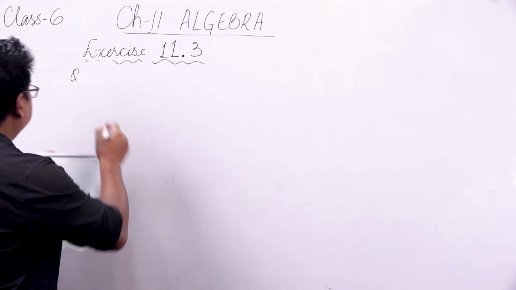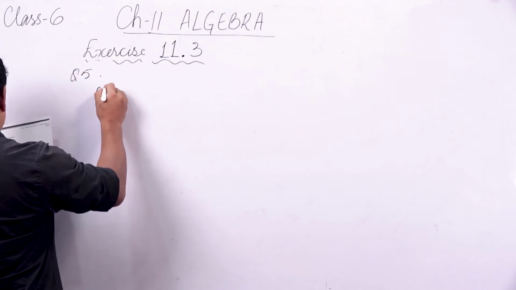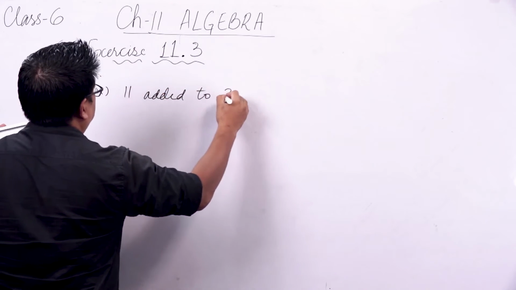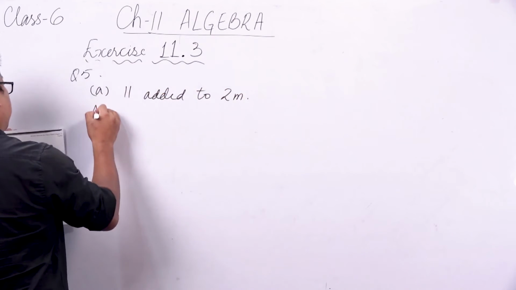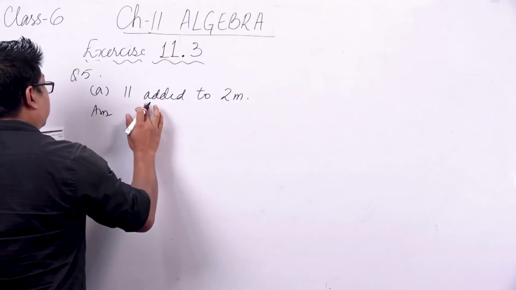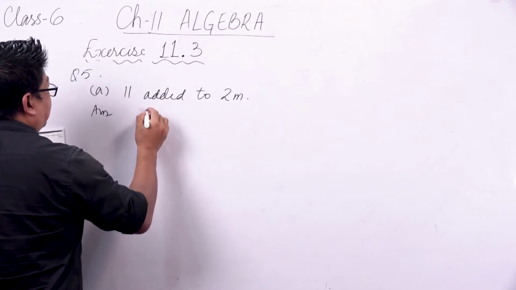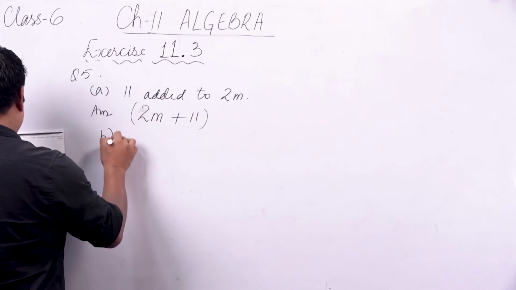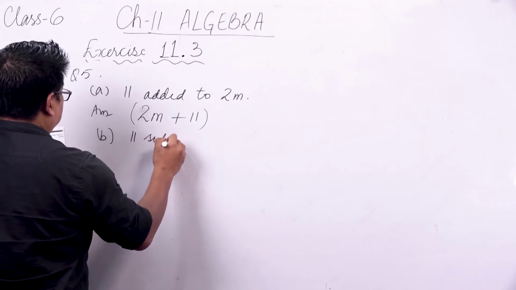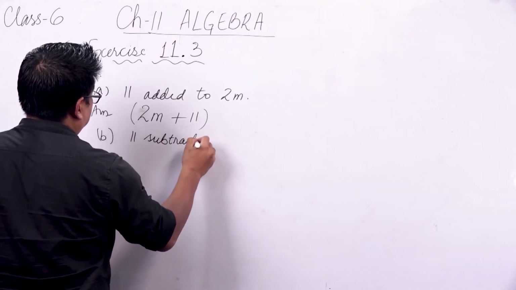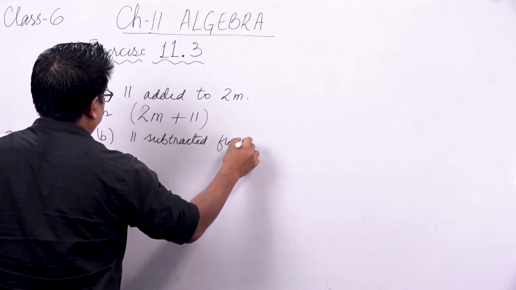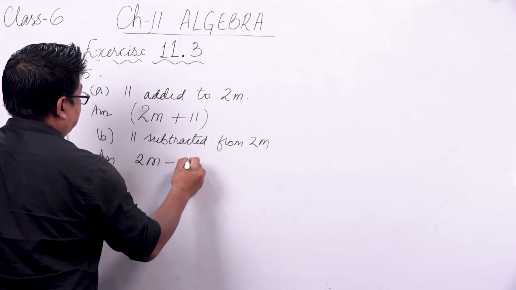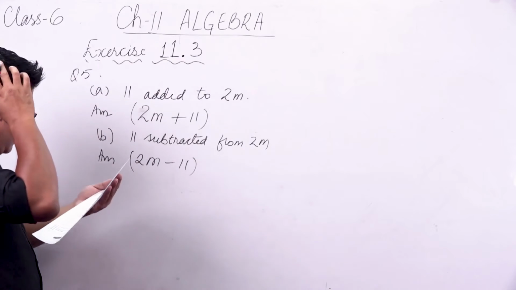Question number 5. A. 11 added to 2m. Similar to question 4. That means 11 is added to 2m. So 2m plus 11. Right? B. 11 subtracted from 2m means same thing, 2m minus 11. So it goes on like this.